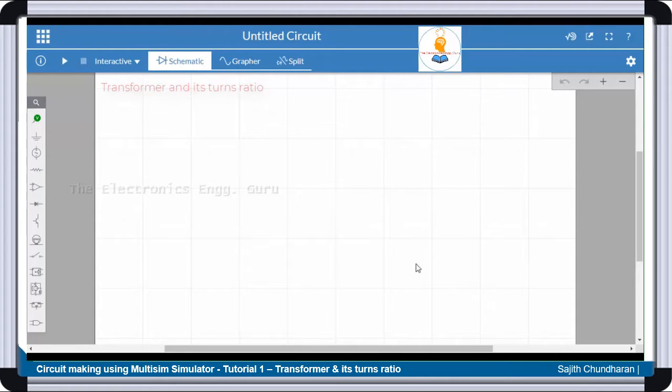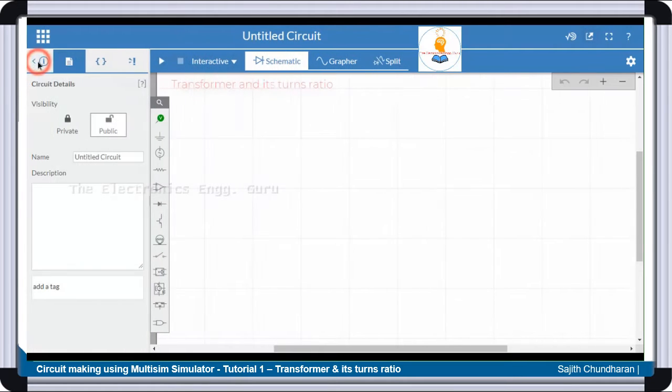Let's begin. This is the opening window which you will see once you have opened the Online Multisim Simulator. So first let us rename it. Rename the file before we start making the schematic circuit. To rename it, either you can rename it directly from here, or you can open the information pane, click on that, and then give your name here. Let us name it as transformer and its turns ratio.